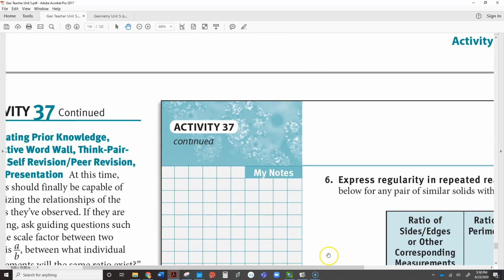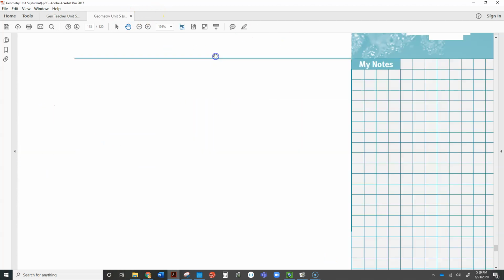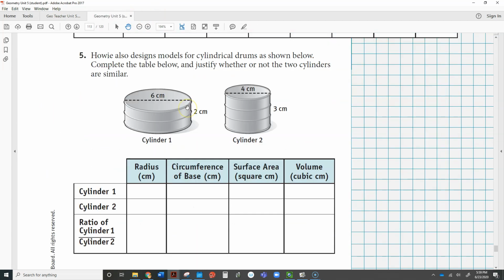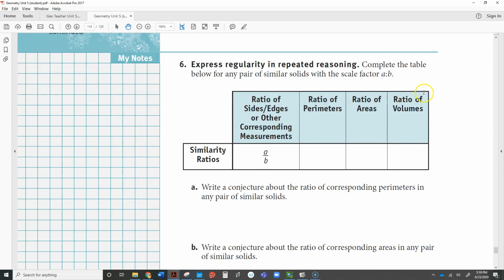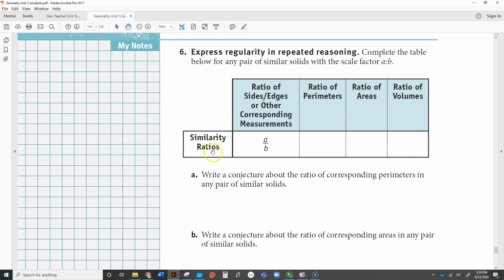Okay. Let me jump over here to the student edition real quick. So we did that. Okay. So now on this one, we want to say, okay, what is the, let's say, formula, if there is such a thing. So here they say, here's a scale factor. The scale factor is A to B, 2 to 3, 1 to 2, 5 to 4, whatever the two numbers are. If that's the scale factor, by finding corresponding measurements, that's the key word right there, corresponding measurements.